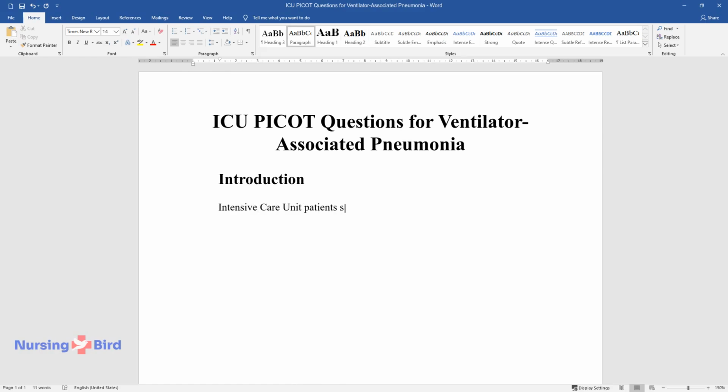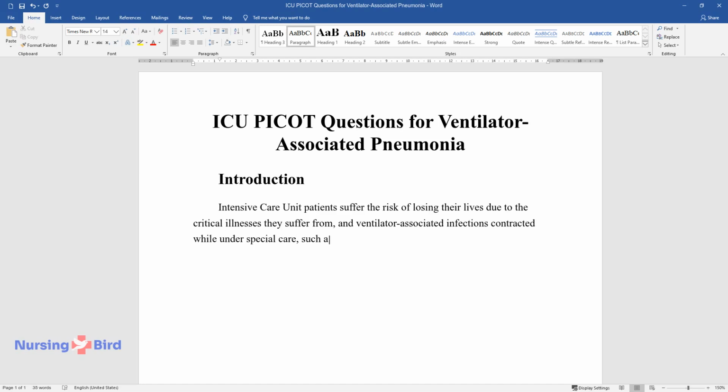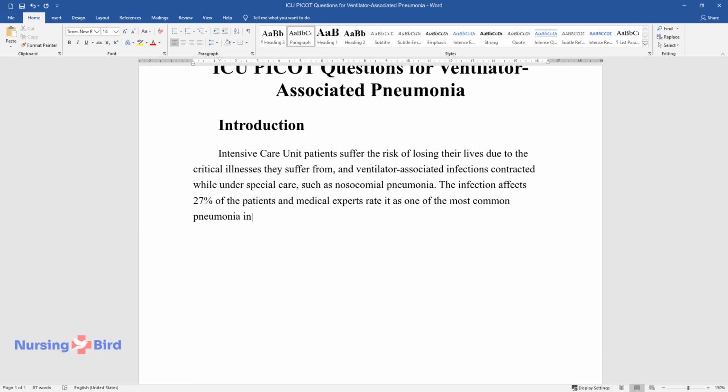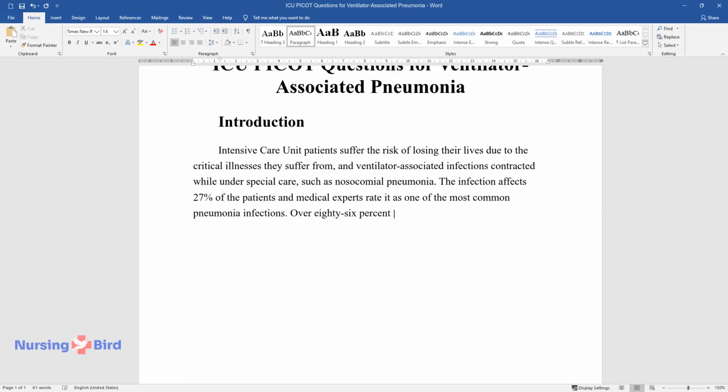Intensive care unit patients suffer the risk of losing their lives due to the critical illnesses they suffer from, and ventilator-associated infections contracted while under special care, such as nosocomial pneumonia. The infection affects 27% of the patients, and medical experts rate it as one of the most common pneumonia infections. Over 86% of ICU-related pneumonia cases are a result of mechanical ventilation.